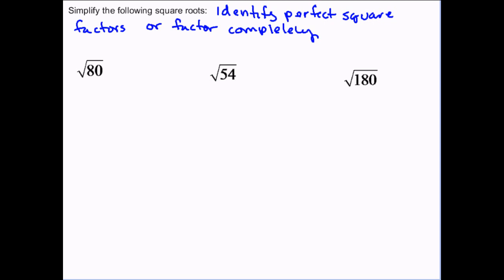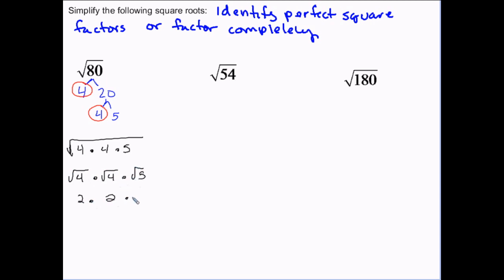All right, so if we're talking about identifying perfect squares, 80. I know for a fact that it has a 4 in there, and so does 20. So I have two perfect square factors, 4 and 4. So the square root of 80 is the square root of 4 times the square root of 4 times the square root of 5. So that's 2 times 2 times the square root of 5. So 4 times the square root of 5. So that's one way to do it.